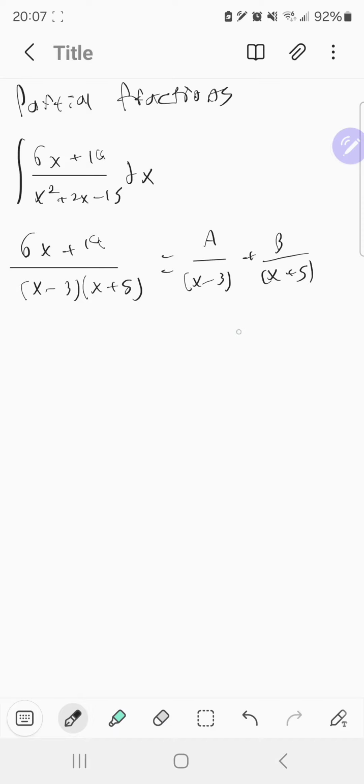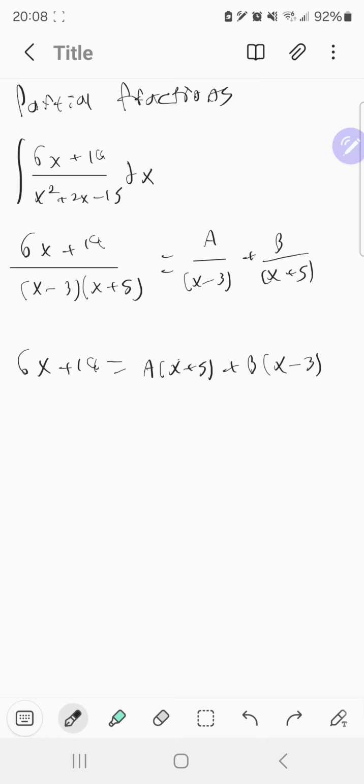Now, from that point, what we can then do is put this over a common denominator. From there we can get 6x + 14 is going to be equal to A(x + 5) + B(x - 3). The way this works is because to simplify this partial fraction, we'd multiply B by this (x + 5)... and A by this (x + 5), and those terms should equal 6x + 14, just like this.